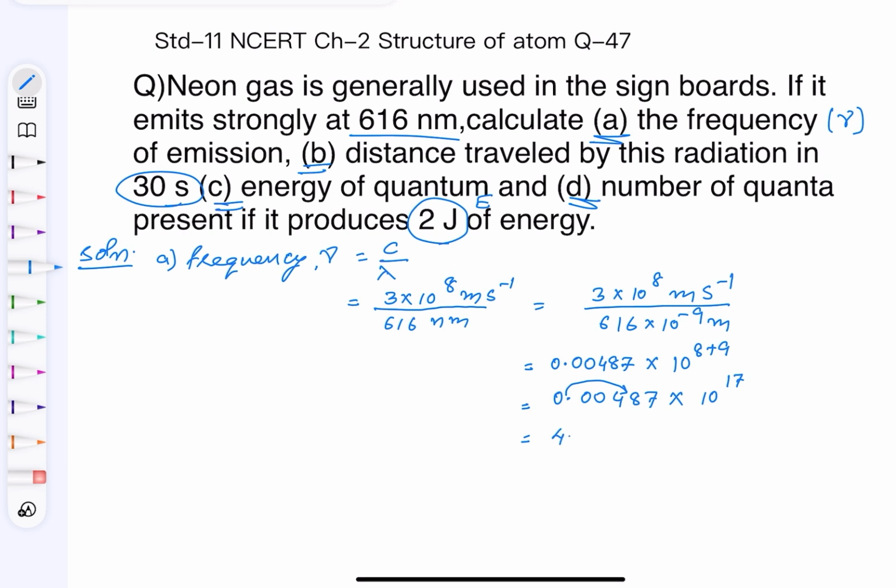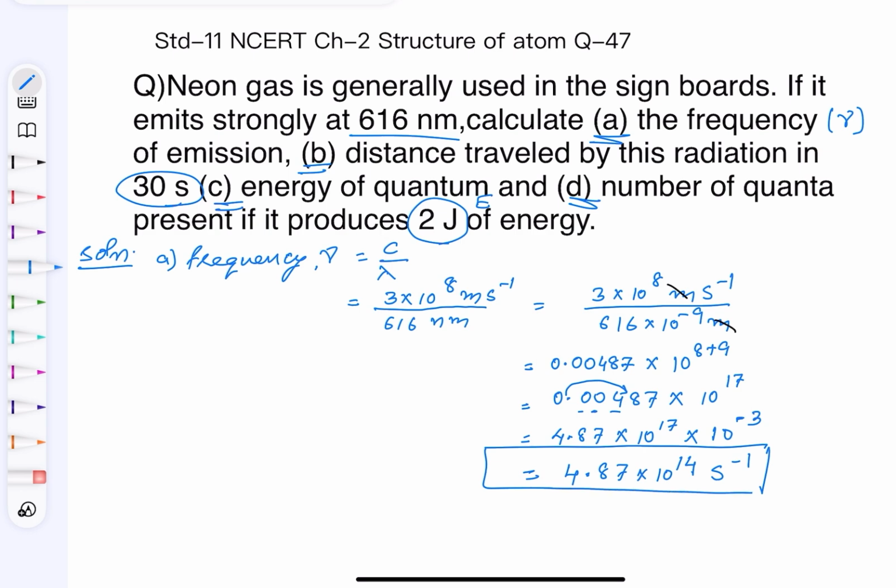Fine. Now you can shift this decimal point between 4 and 8 towards right. So you can write it as 4.87 into 10 to the power of 17 into, as we have shifted the decimal point towards right side with 3 digits, 1, 2, 3, so we write 10 to the power of minus 3. So you will end up with answer as 4.87 into 10 to the power of 14. And for units, you can cancel off meter, and you will be left over with per second, which is the unit of frequency.